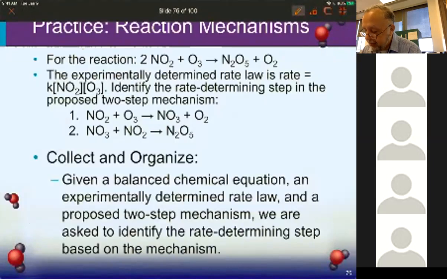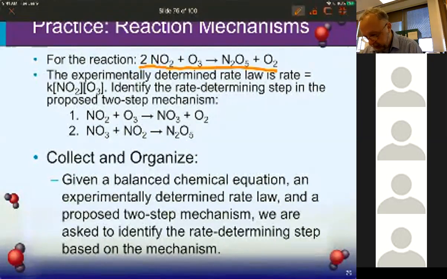And here we have a practice exercise. It says for the reaction of NO2 and ozone, yet another reaction of NO2, but this time with ozone. So as you can see, NO2 in the atmosphere is fairly reactive. It's fairly reactive with a lot of things, with plants and animals as well. And so in this reaction, we have the reaction of NO2 with ozone, which is actually a radical compound.